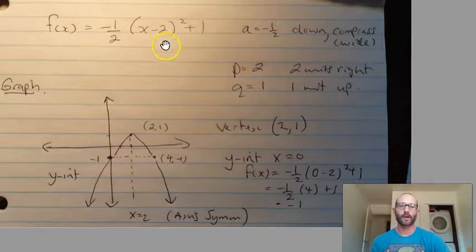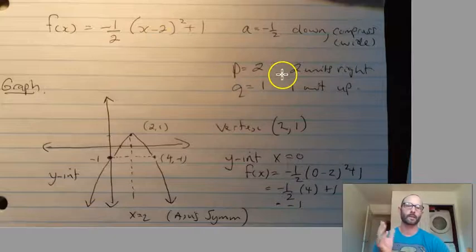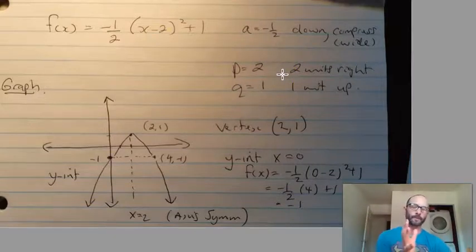The x - 2 in the brackets is related to the p-value, that's shifting left or right. The p-value is 2, it's always the opposite of what's in here, so I see a minus 2, so it must be plus 2, and then that means the graph would shift 2 to the right.